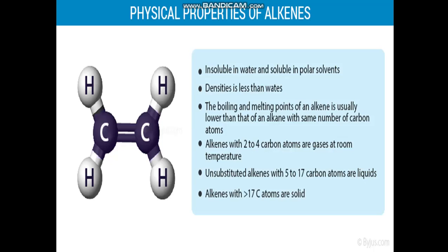Alkenes with 2 to 4 carbon atoms are usually gases at room temperature. Unsubstituted alkenes with 5 to 17 carbon atoms are liquids, and alkenes above 17 carbon atoms are solid in nature.